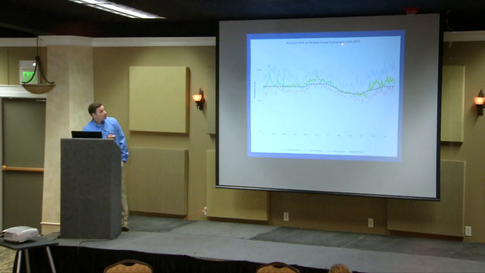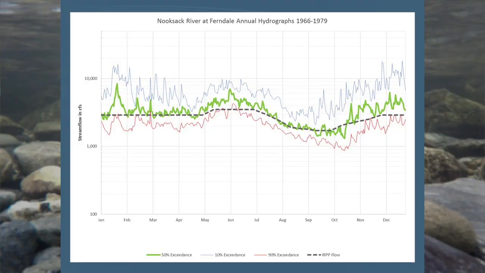And so this is Nooksack River at Ferndale, 1966 to 1979. The 50% exceedance flow is this dark green line. As you can see, the in-stream flow that's in the rule follows pretty closely to that 50% exceedance flow.